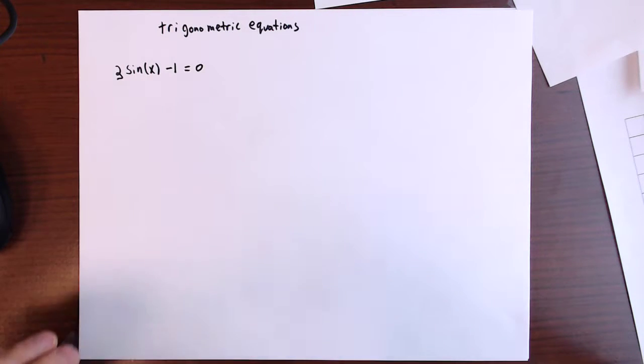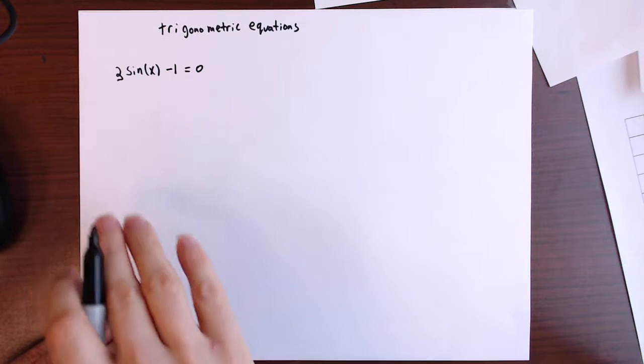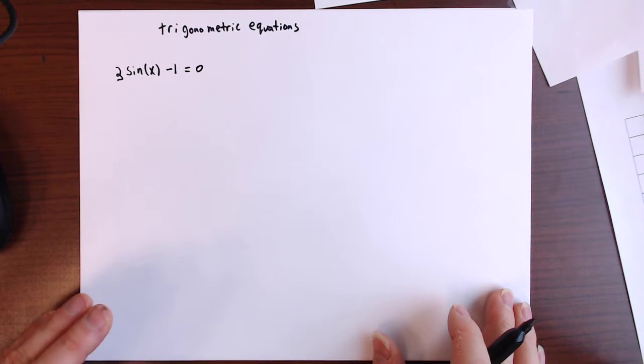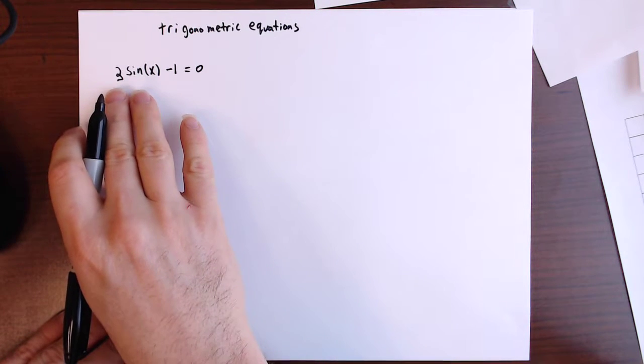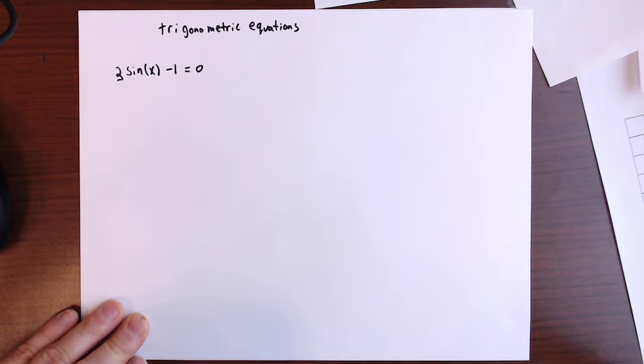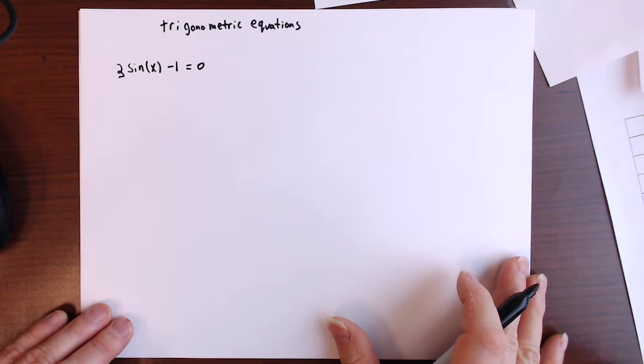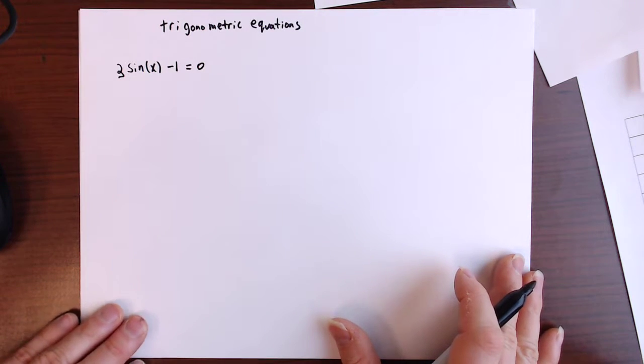Now I'm going to describe an example problem where we have a so-called trigonometric equation, which is an equation involving trig functions that we'd like to solve. So the equation here is 3 sine of x minus 1 equals 0. The question is, what are the values of x that will satisfy this?